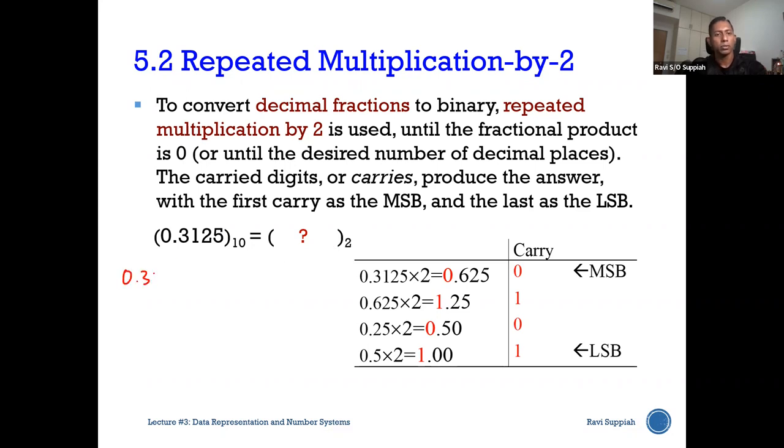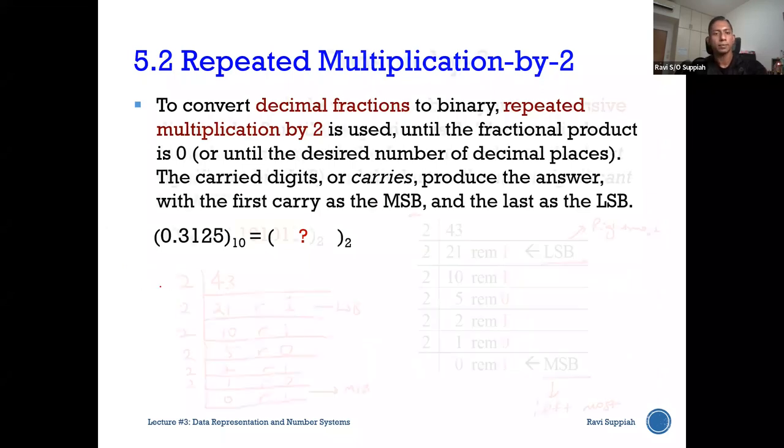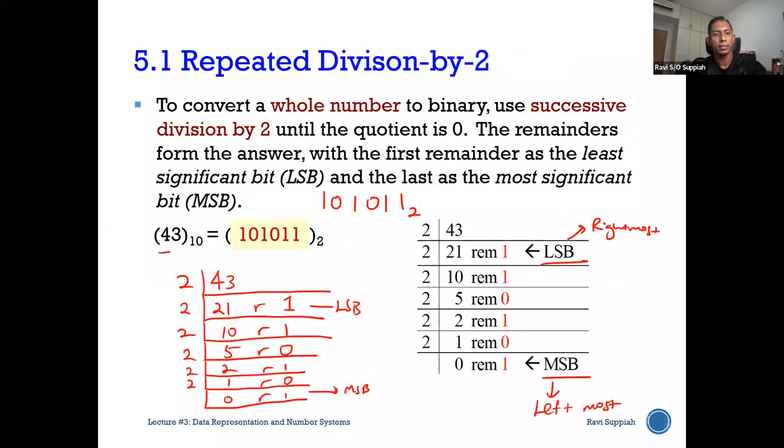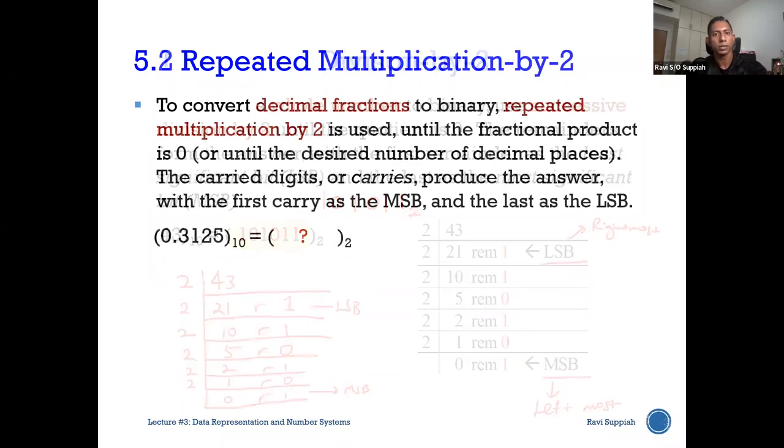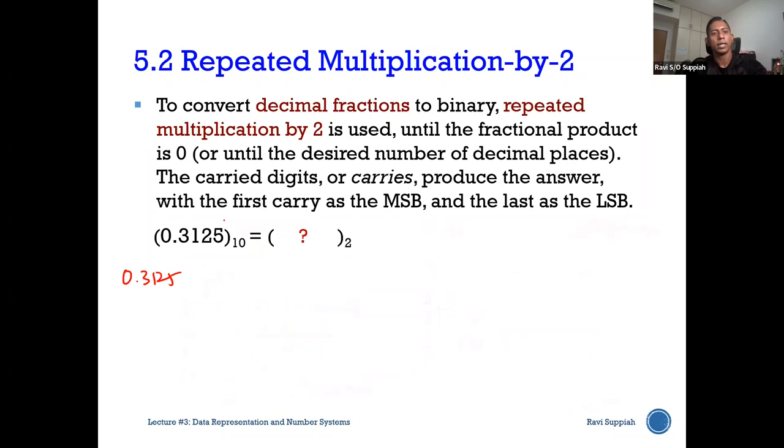So 0.3125, I want to convert this fractional part to the equivalent binary representation. What I need to do is repeated multiplication by 2. For the whole number part, coming back here, the whole number part is continuous division by 2. For the fractional part, it is continuous multiplication by 2.